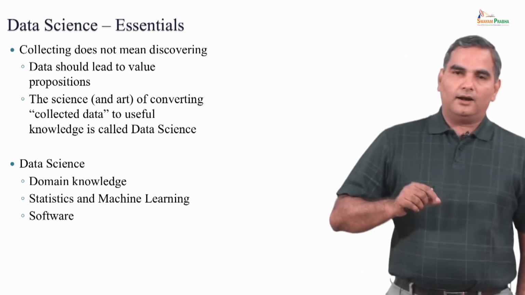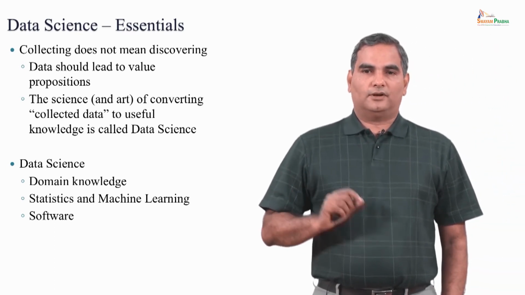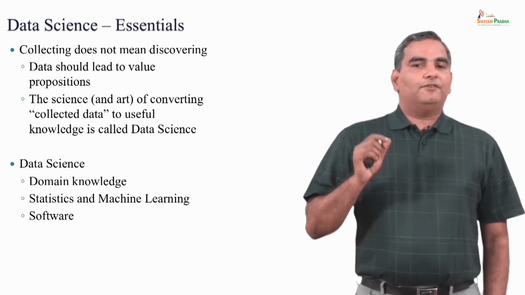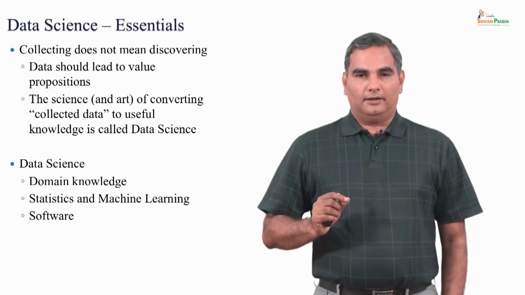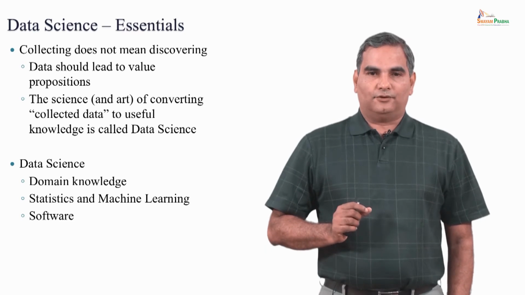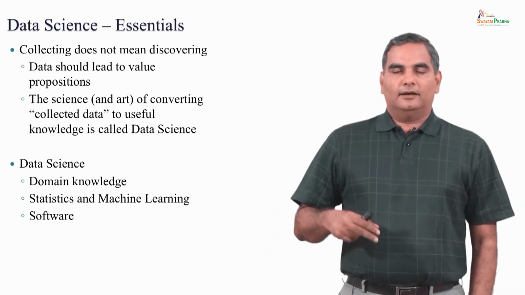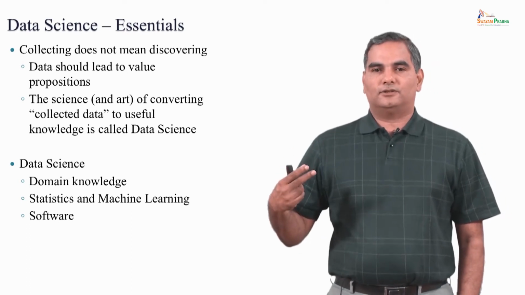So this art or science of converting collected data to useful knowledge is what is called data science. And whenever we talk about data science, there are these three aspects that we need to keep in mind. One is the domain knowledge. What domain are we using this data science for? So that's the reason why data science is important for mechanical engineers, chemical engineers, aeronautical engineers, and so on.